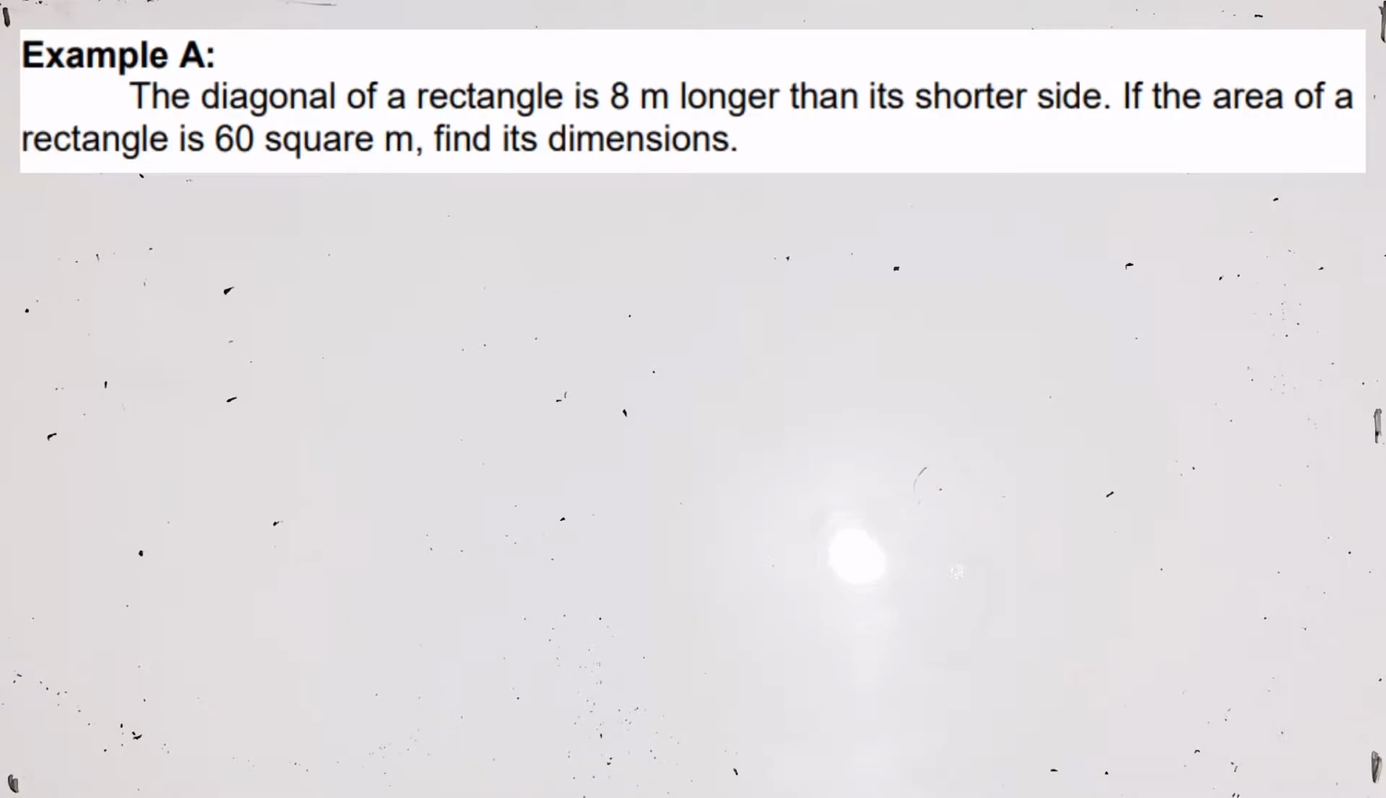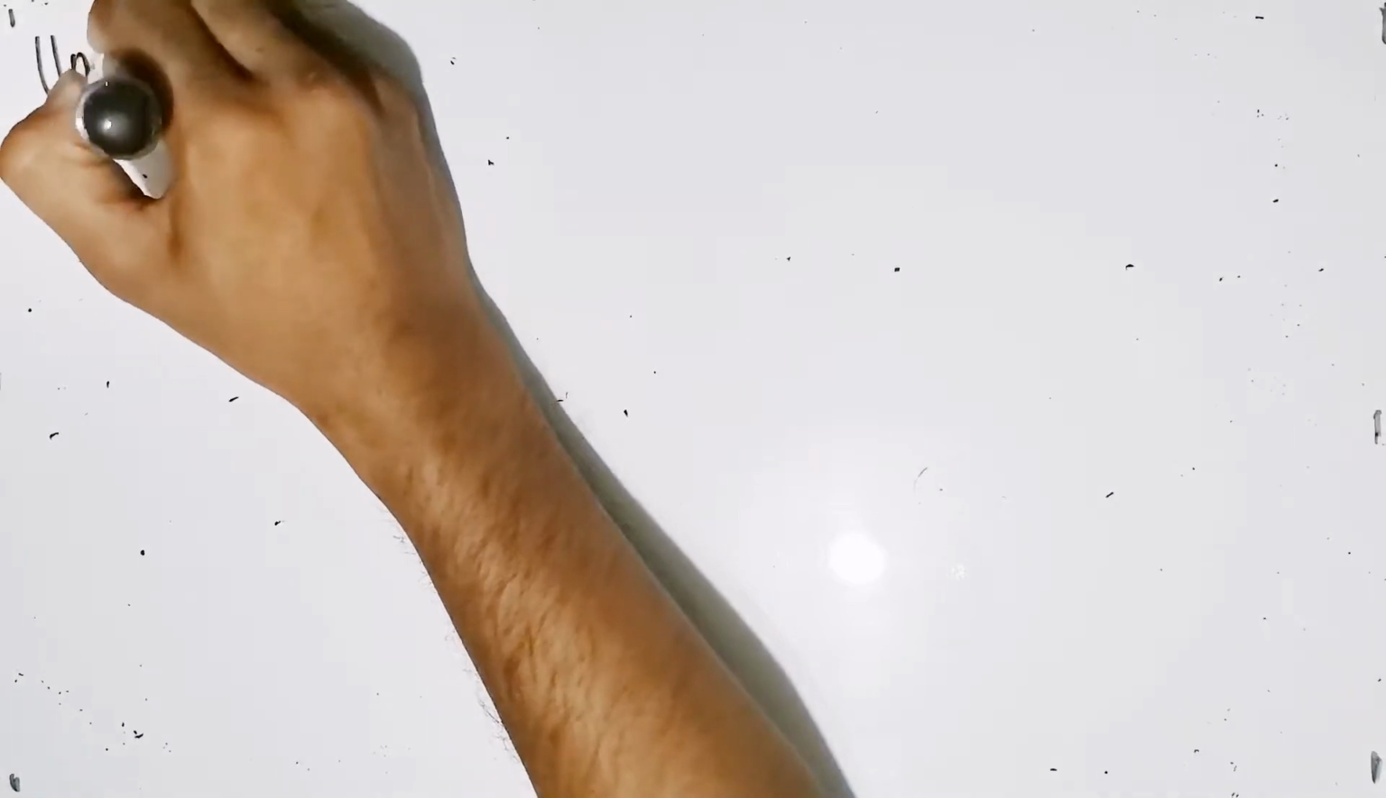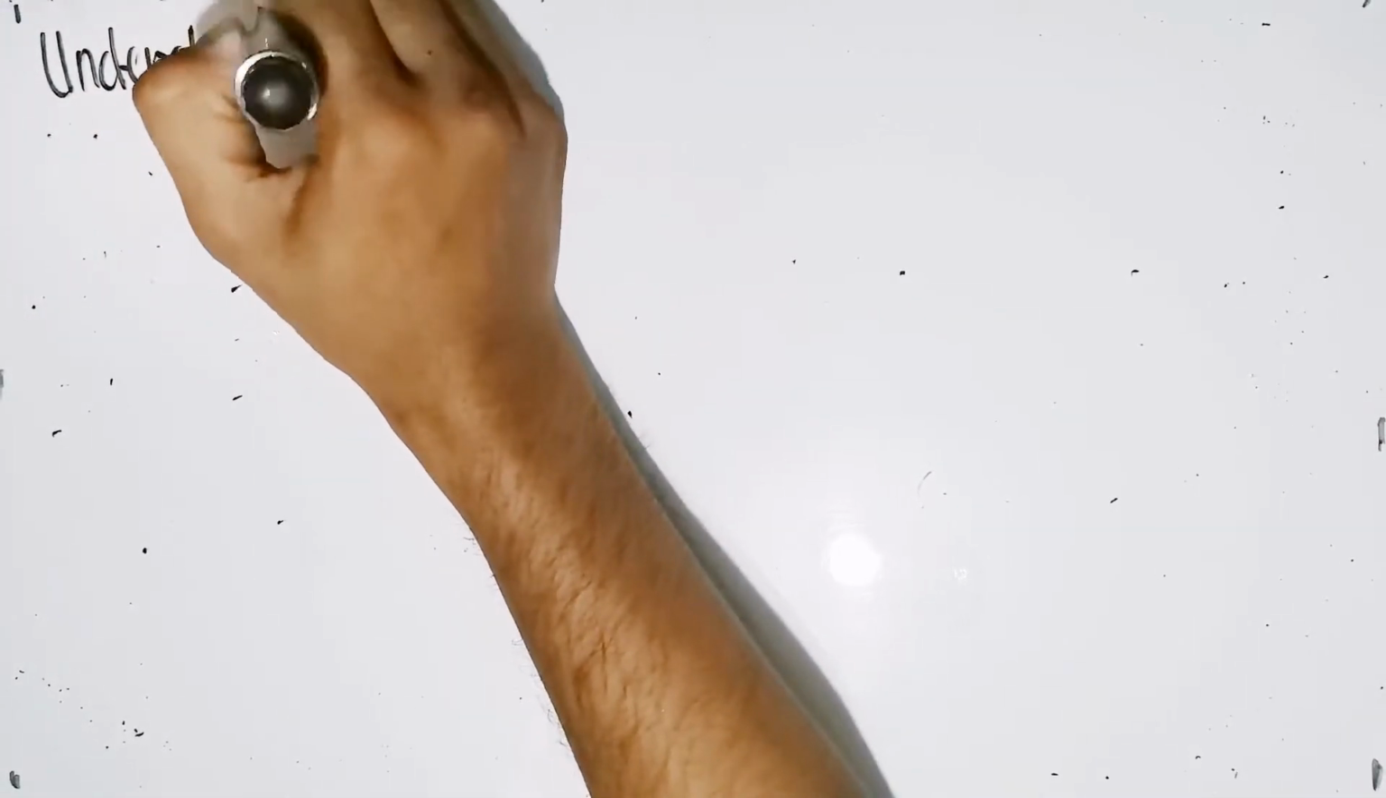Now, let's have this example number 1. The diagonal of a rectangle is 8 meters longer than its shorter side. If the area of the rectangle is 60 square meters, find its dimensions. So, first, let's write the steps. We have understand. Because we are already done reading and all ideas are understood already, we will draw the diagram.